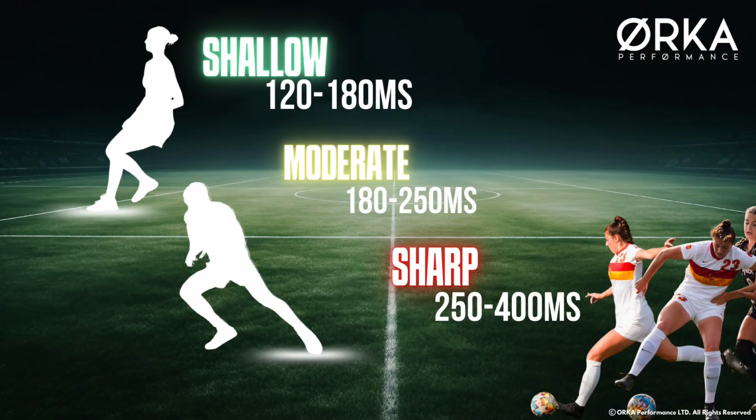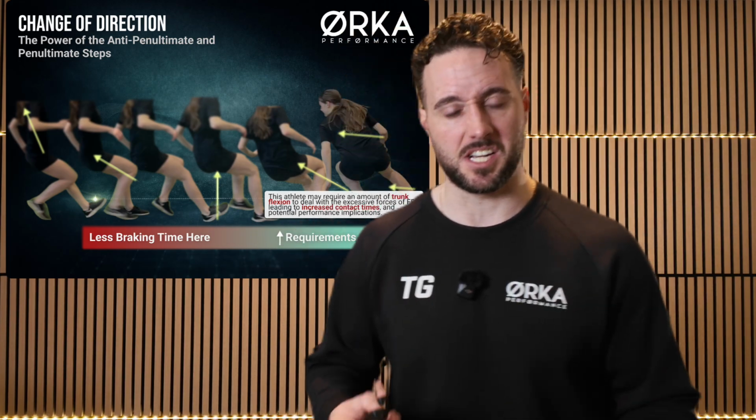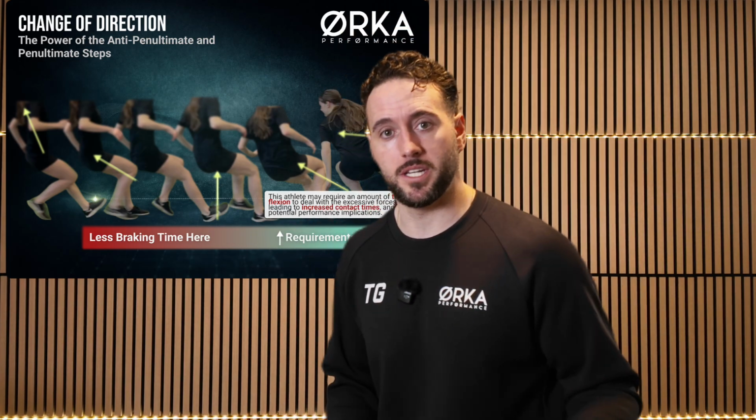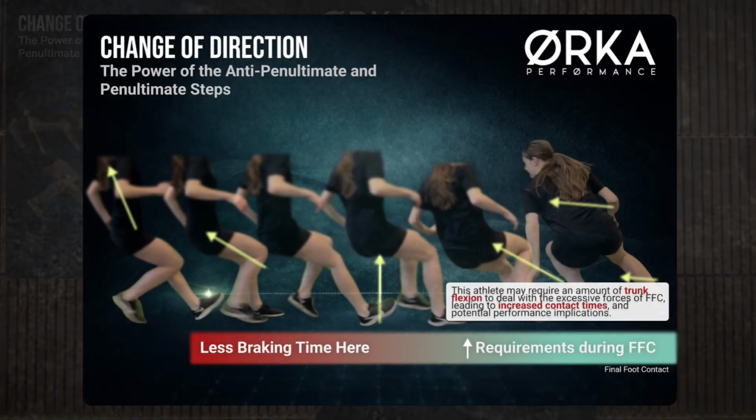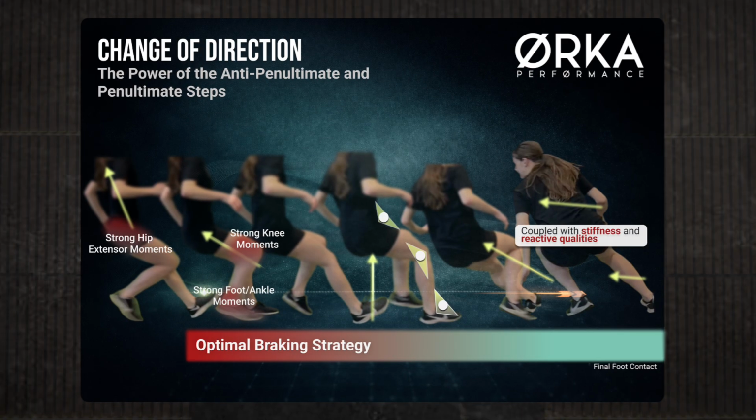But as they go into moderate and sharper cuts, obviously the contact time through final foot contact is going to be a little bit longer, right? And their efficiency is going to dictate that. So if they're really efficient from a deceleration perspective through the antepenultimate and the penultimate step, as they get into final foot contact, they should be able to sit the center of mass back, and they should have a lot of their deceleration already taken place through the prior 2 preparatory steps, and that should shorten their contact time.